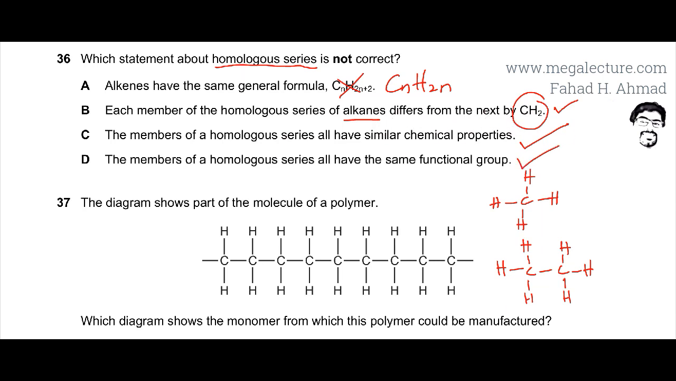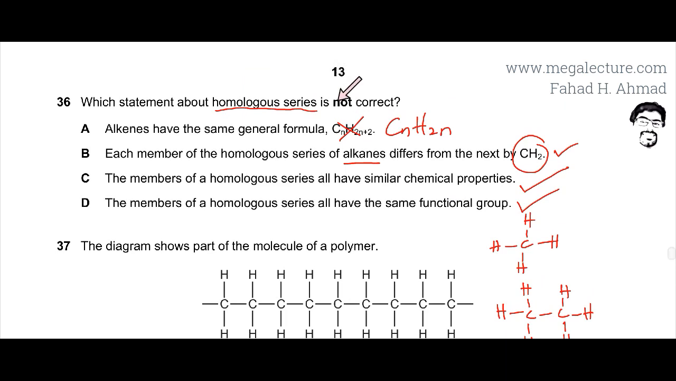So since the question was asking for the not correct statement, it's going to be the first one, because alkenes have the general formula CnH2n, not CnH2n+2. So A would be your incorrect statement. That would be your answer to this question.